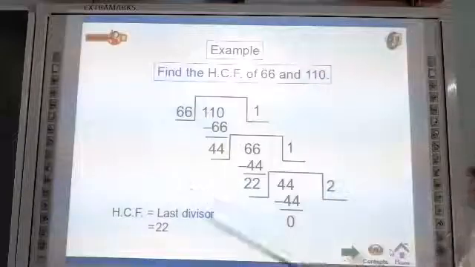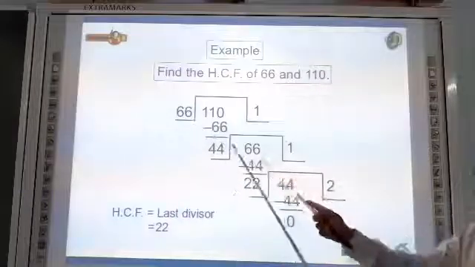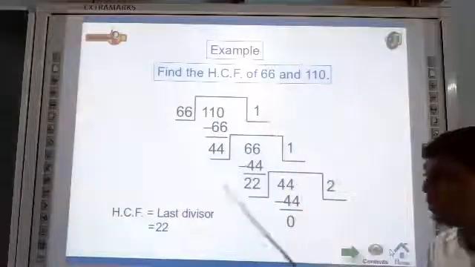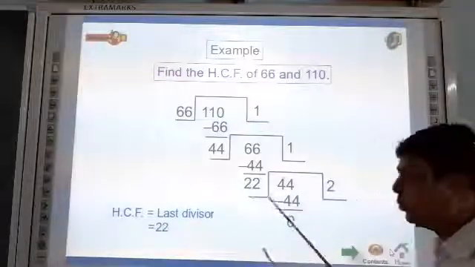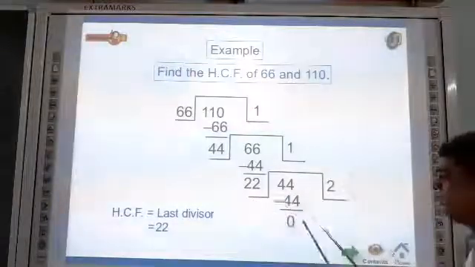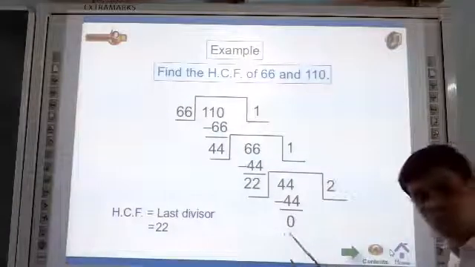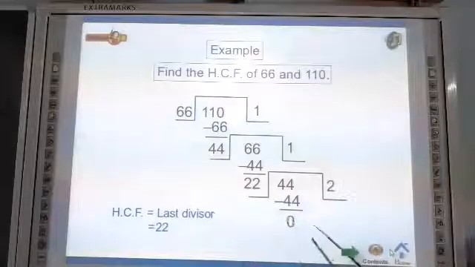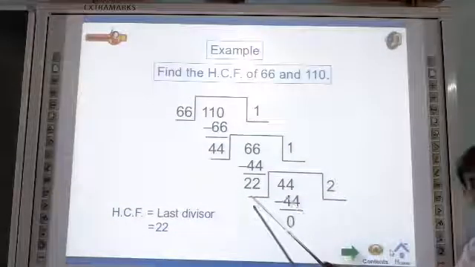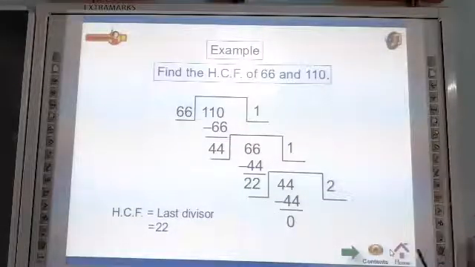Look, 66 1 is 66, remainder 44. 44 1 is 44, remainder 22. 22 2 is 44, remainder is 0. HCF is equal to the last divisor, equal to 22. Okay.